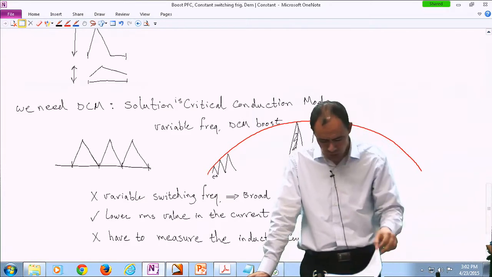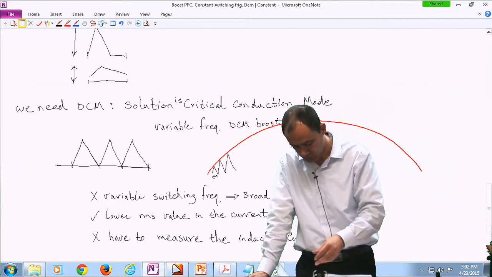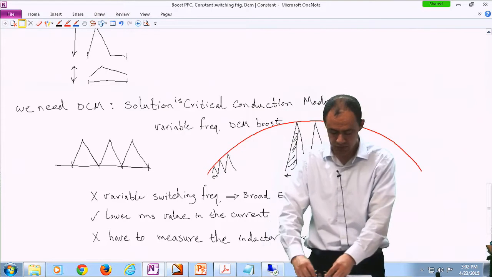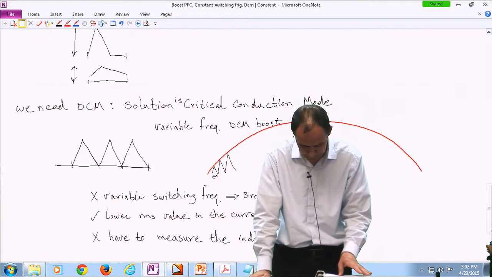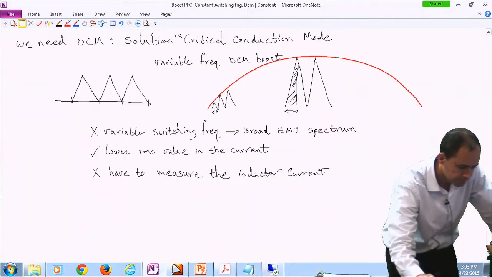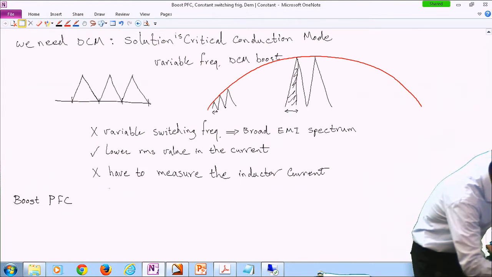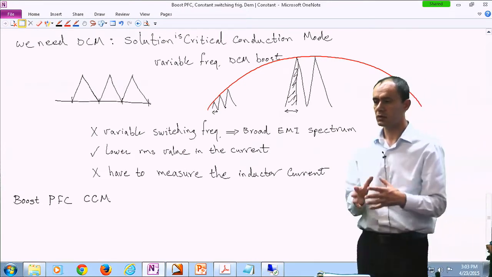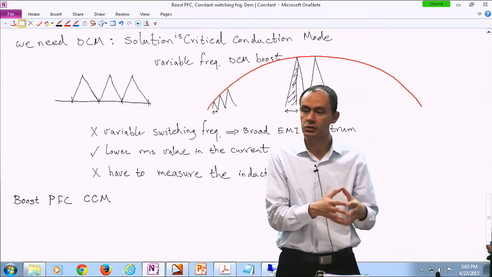Okay. So this is the simple discontinuous conduction mode boost operation. Now, that doesn't mean we necessarily have to do DCM. We can also do CCM, which we are about to take a look at. So the next thing is, instead of running the converter in discontinuous conduction mode, run it in continuous conduction mode.